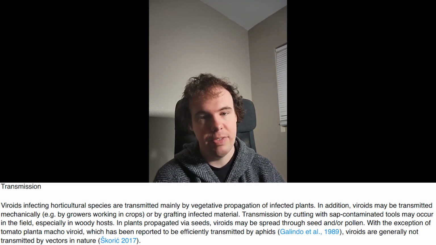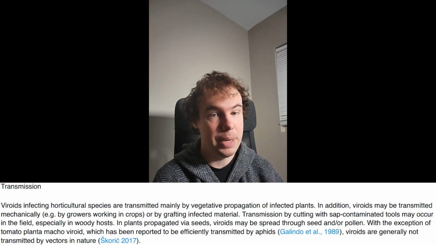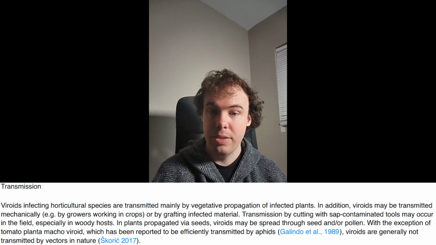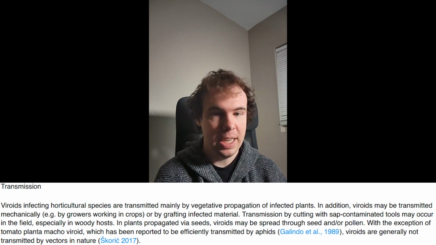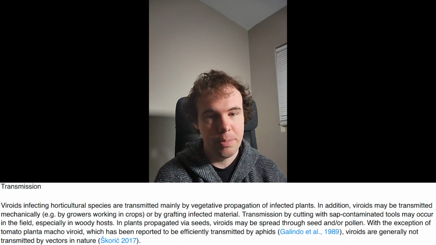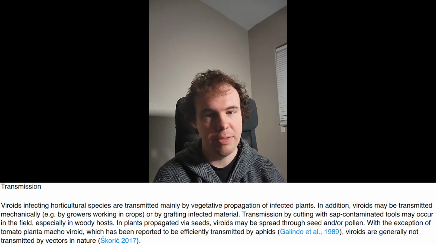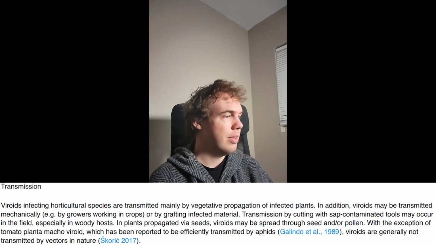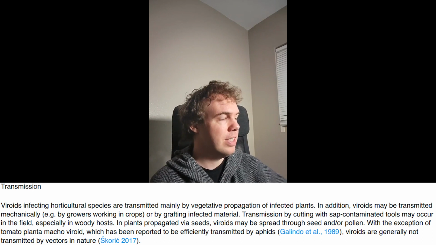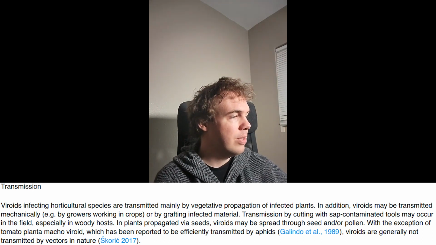I think a lot of it has to do with the fact that viruses, because of their capsid, are able to exist and even in some cases bind with the physiology of their vectors. For a long time, it was not well known if viruses actually infect their animal hosts too, in addition to their plant hosts. It seems like that is true for some viruses, which is very interesting, but a lot of the time that is not what happens. They just pass through the physiology. Viroids are generally not transmitted by vectors in nature, according to Skorick in 2017.